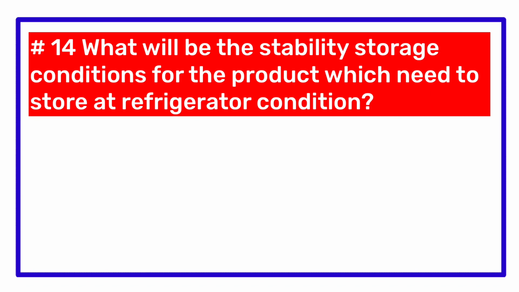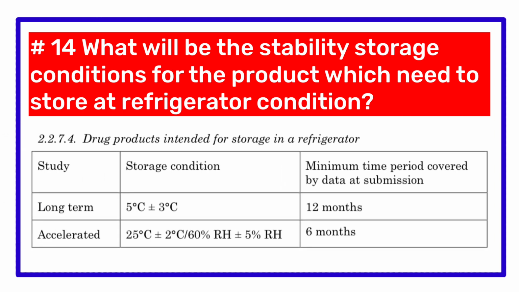Question number 14. What will be the stability storage conditions for a product which needs to be stored at refrigerator condition? So the answer to the question is there are 2 stability storage conditions for a product which needs to be stored at a refrigerator condition, and those 2 stability storage conditions are long term and accelerated. So the long term storage condition temperature will be 5 degree plus or minus 3 degree, whereas for accelerated conditions temperature will be 25 degree and RH will be 60%.